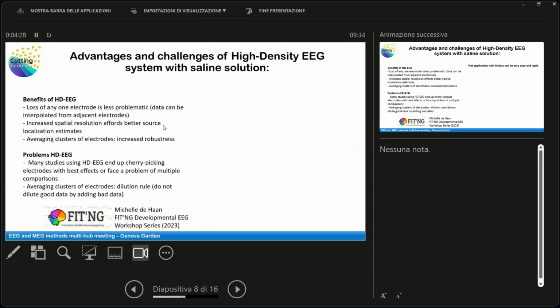Still, we also may have some problem, because if we have 128 channels and then we just pick a few channels in our analysis because we visually like them, that can be a problem. Many studies use this approach, and this is a problem. And even if you do clusters of channels, but some channels have a really bad signal, this is also a problem. So you need to be very careful about that.